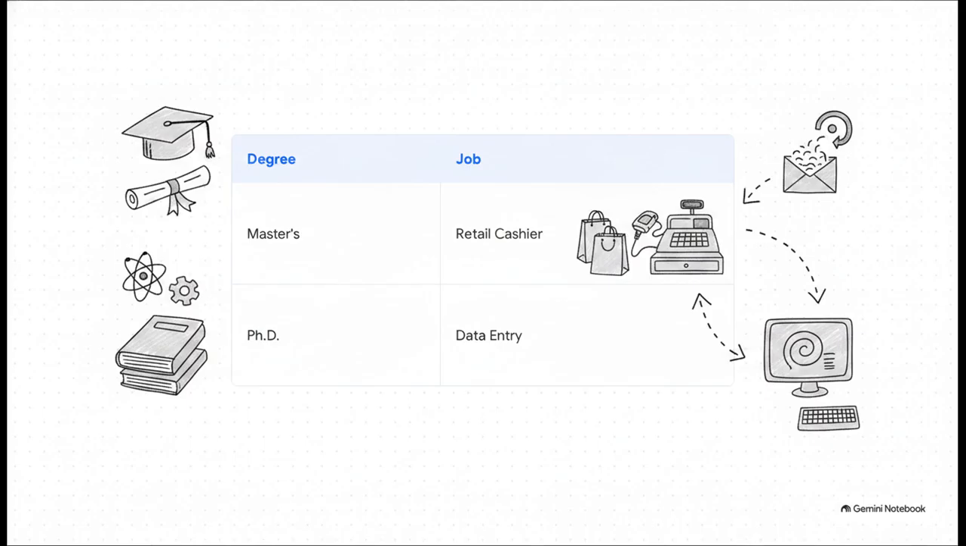Look at this mismatch. A master's in economics working as a retail store cashier. A PhD in computer science forced into data entry or telemarketing. The education system succeeded in training them, for sure, but the structural economy fundamentally failed to absorb them.